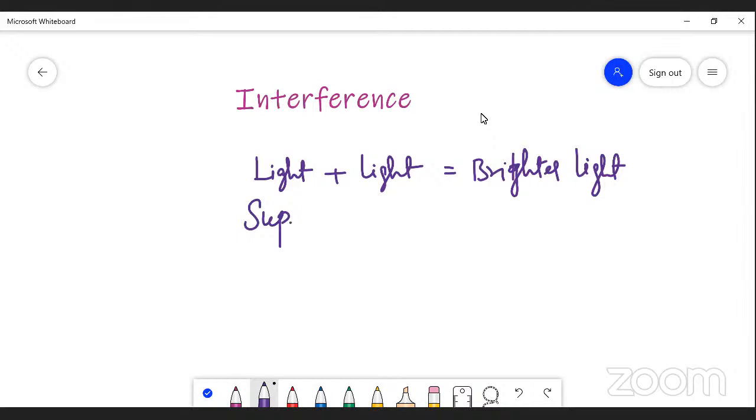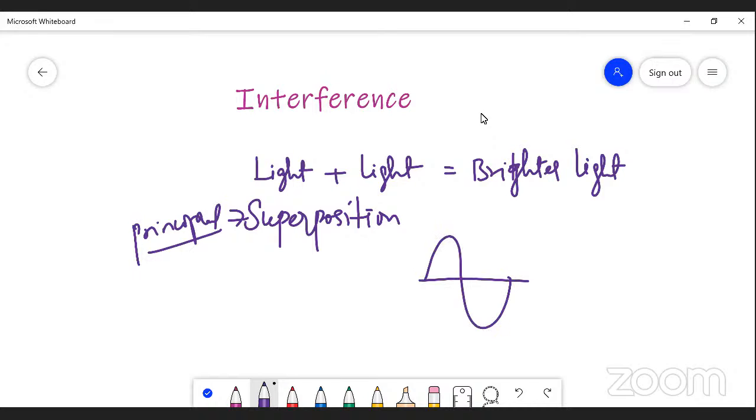What do you mean by the superposition principle? See, the superposition principle means two waves combine to form a resultant wave. The positive peak value is the crest, and this is the trough, the lower section. Superposition principle means the two waves combine with each other, crest with crest, trough with trough, or crest with trough.